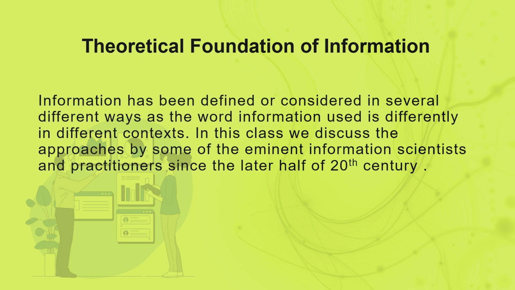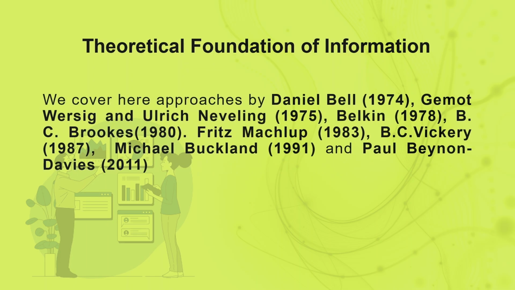The term information is a very ambiguous term and used in different ways. Definitions of information often contradict one another and often fail to provide an adequate basis for its understanding. Information has been defined or considered in several different ways, as the word information is used differently in different contexts. In this class, we discuss the approaches by some of the eminent information scientists and practitioners since the latter half of the 20th century. We cover here approaches by Daniel Bell, Gemma Borsig and Ulrich Nebling, Belkin, B.C. Brooks, Fridge MacLeod, Michael Buckland and Paul Beynon Davis.